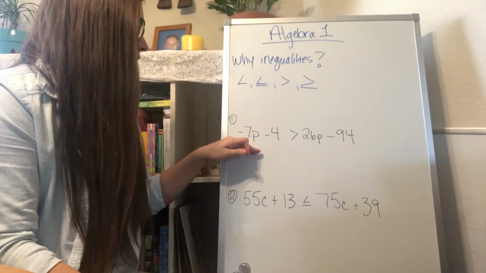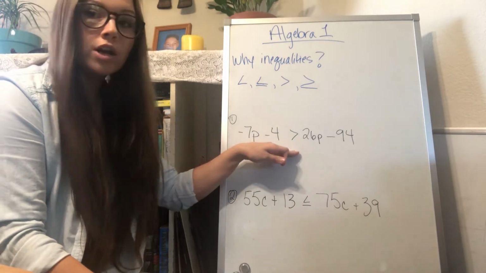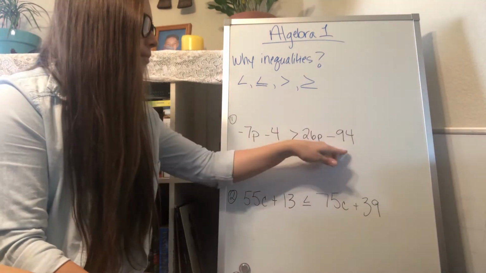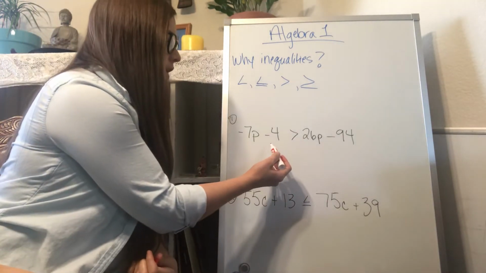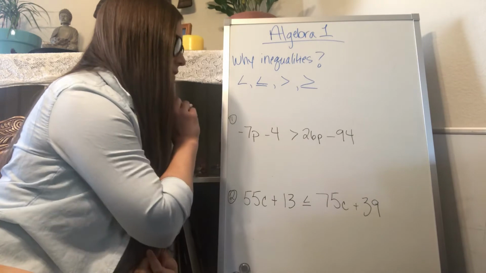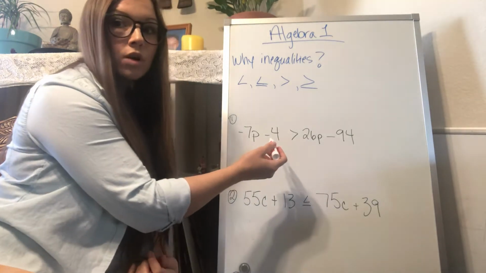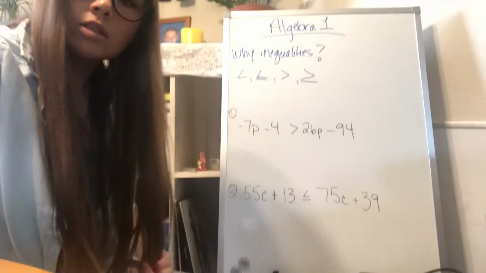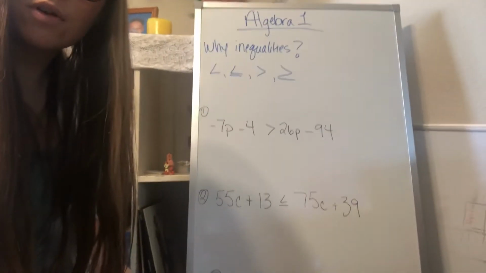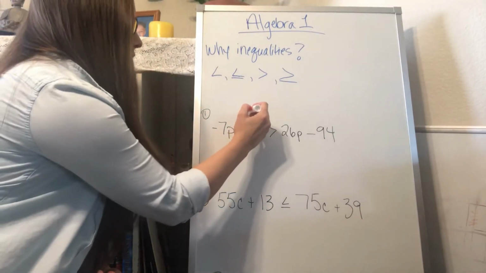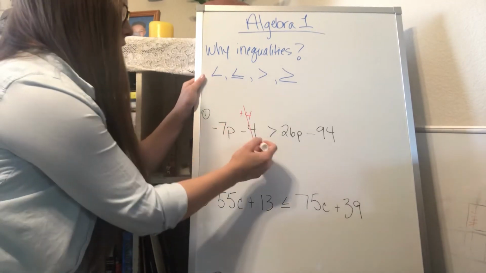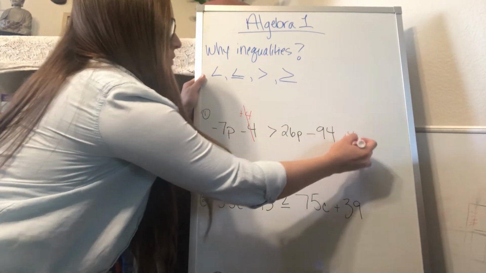So we have negative 7p minus 4 is greater than 26p minus 94. Okay, so let's start by getting all of our numbers on the right and our variables on the left. So over here I have negative 4. So I'm going to add 4. Let me scoot this in a little so you guys can see it a little better. Is that a little better? Okay, so I'm going to add 4 to both sides. Okay, it cancels over here, plus 4 over there.